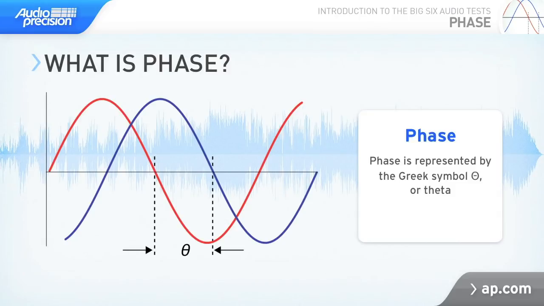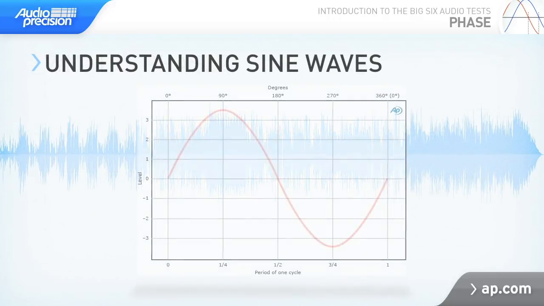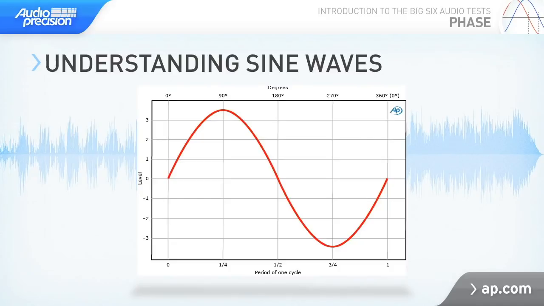To understand what phase is, first let's take a closer look at a sine wave. A sine wave has a frequency, the number of cycles per second of the vibration, and an amplitude or level, the strength or power of the vibration. Sine waves are typically represented on an XY graph with time on the x-axis and level on the y-axis. The period of a sine wave is the length in time of one cycle. One cycle is 360 degrees.